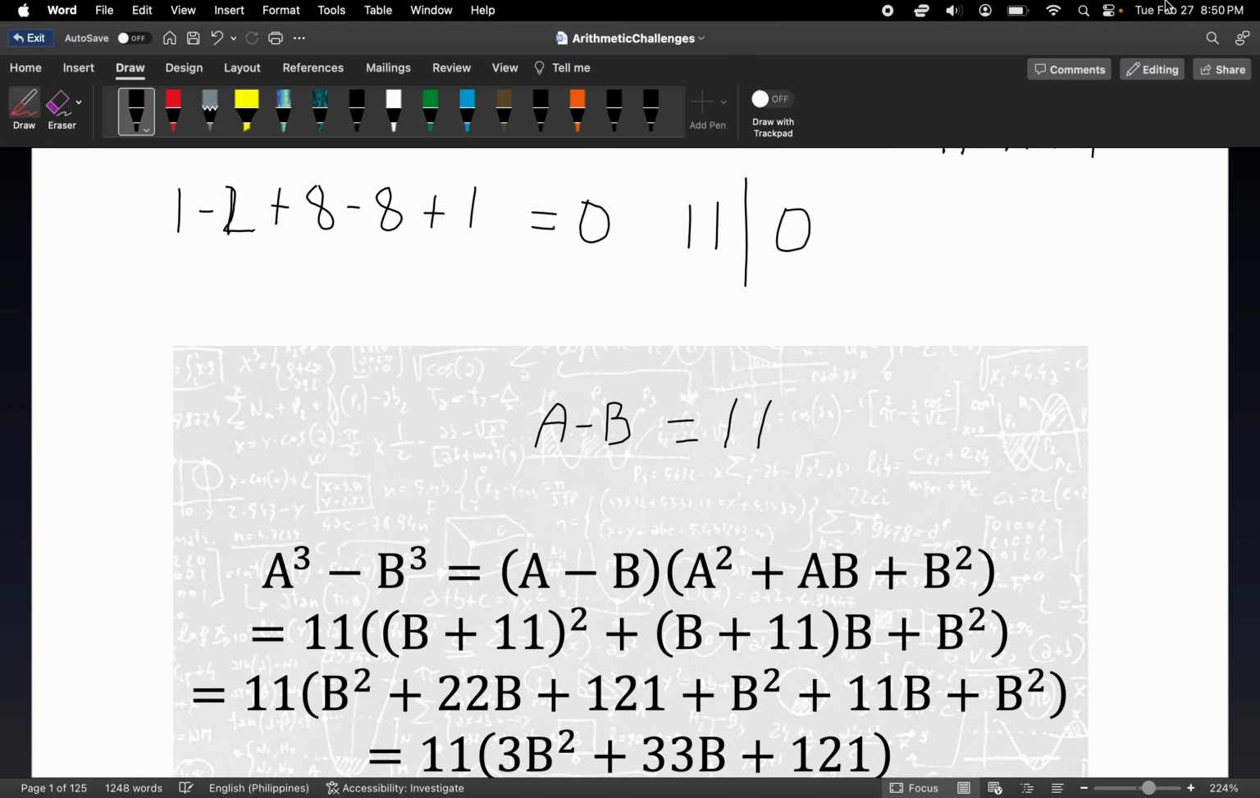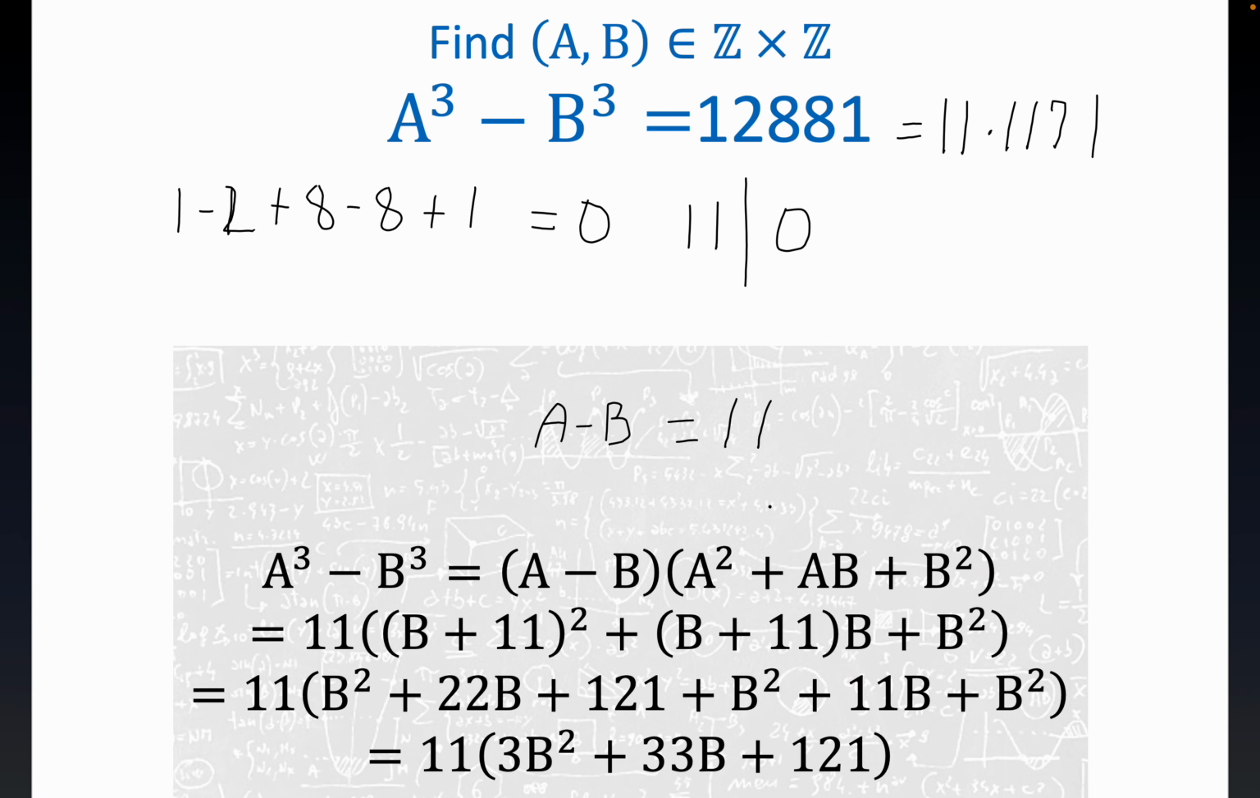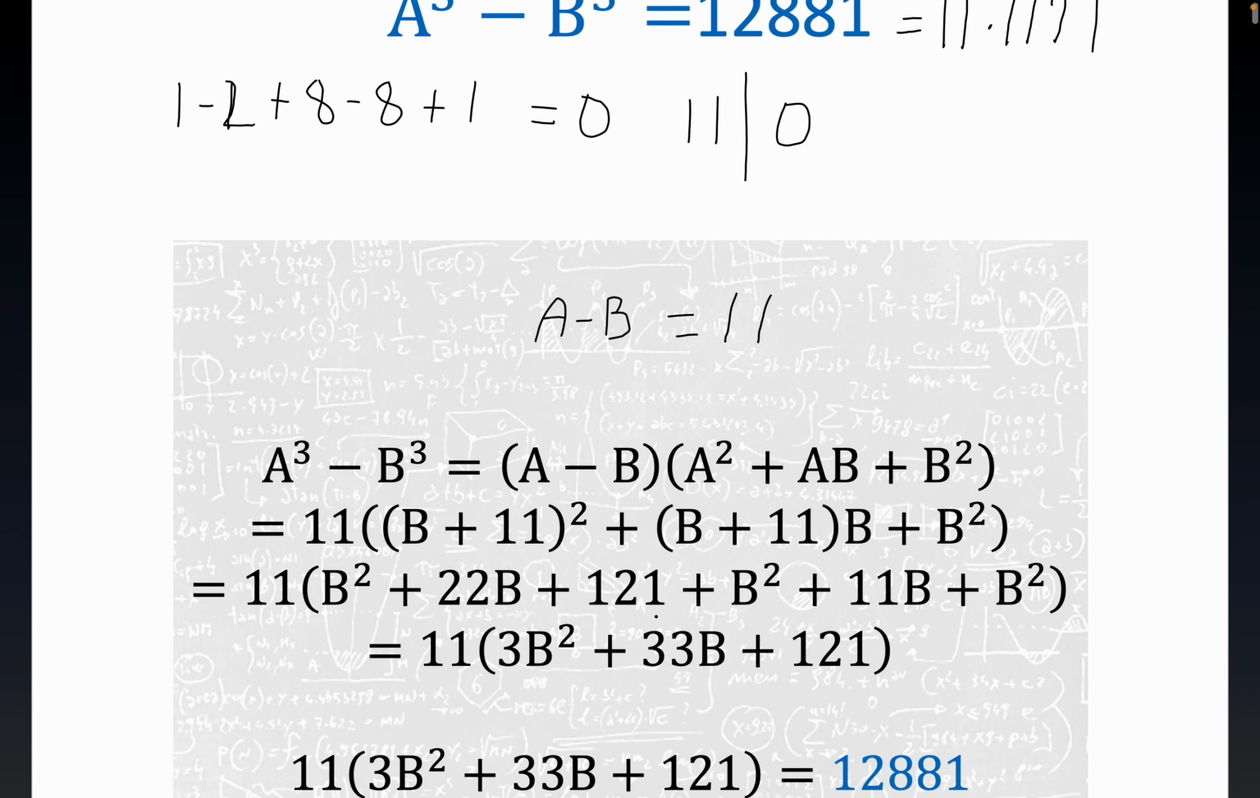You see, most of the work's already been done. I want you to sit and watch me do this. I replaced a minus b with 11. Then we do this difference of 2 cubes result, a very well-known result here. And then you can see what happened right here. What do we have here? A minus b is equal to 11, so we replaced it. But also a is equal to b plus 11, right?